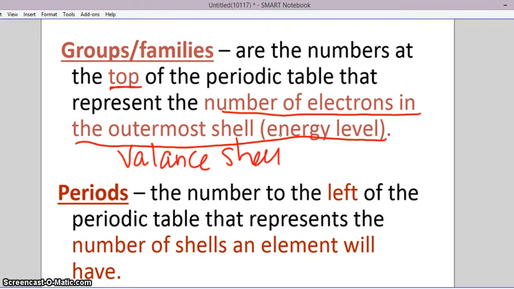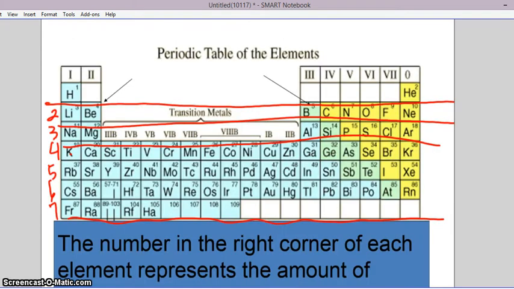Let me show you on the periodic table what I'm talking about. Here's the periodic table of elements. The families or groups are actually at the top. So you have 1, 2, 3, 4, 5, 6, 7, and 8. Now if you look here, groups and families go up and down. They're called vertical columns.